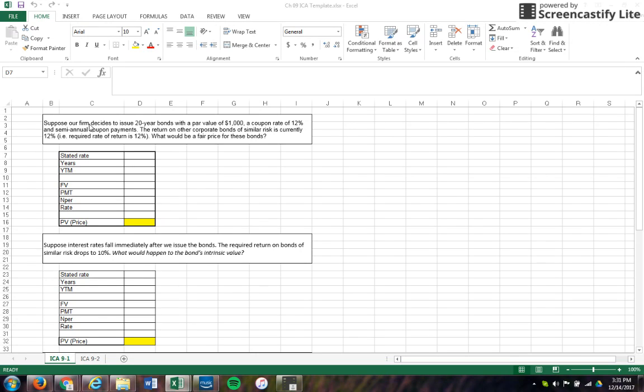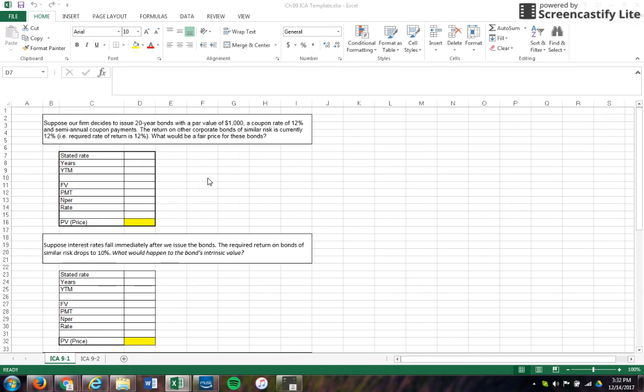So the first one says, suppose our firm decides to issue 20-year bonds with a par value of $1,000, coupon rate of 12%, and semi-annual coupon payments. The return on other corporate bonds of similar risk is currently 12%. What would be a fair price for these bonds that we would see? Okay, so in order to calculate this, we have a bunch of information that we need to sort through.